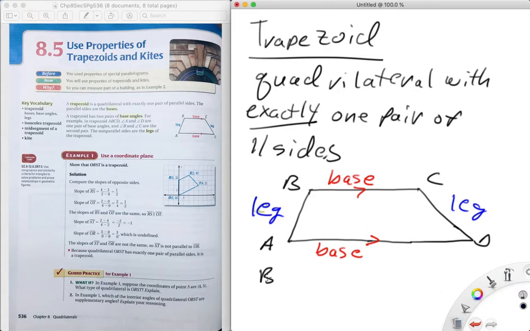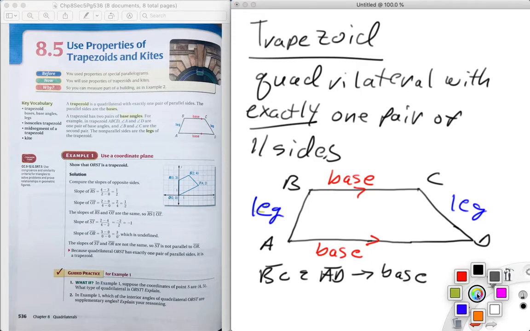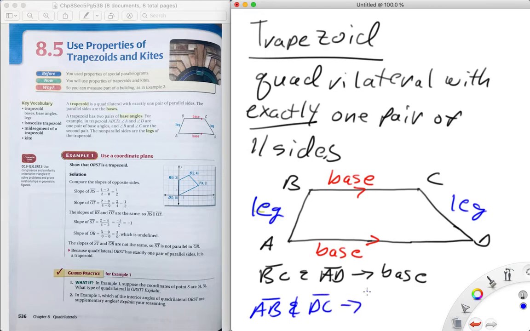So BC and AD would be the bases, and AB and DC will be the legs. And remember, the bases are always the 2 parallel sides within a trapezoid.